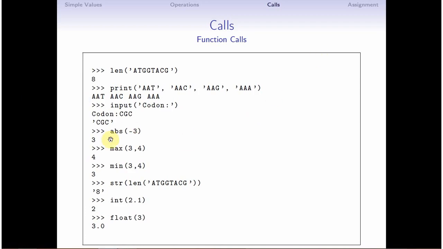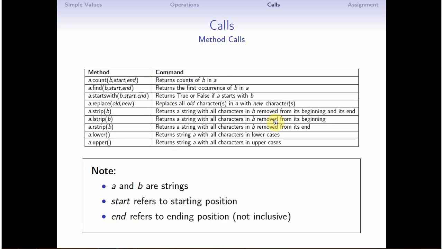Absolute value gives you the absolute value, max gives you the maximum of 3 and 4. This is the minimum. The length of this is 8, correct? Str will convert this 8 to a string, so they will give you this as a string, as they will not record it as a number. Int of 2.1 means they give you an integer only. Float, they will give you a decimal place, like 3.0.